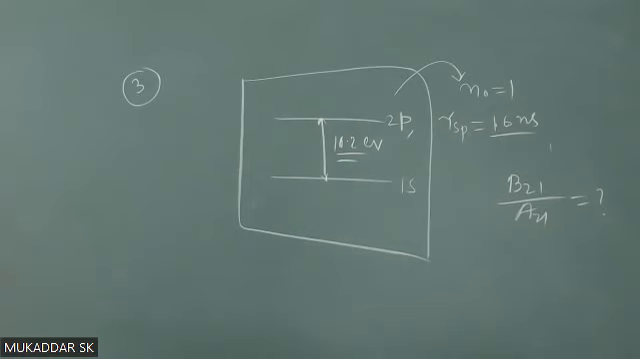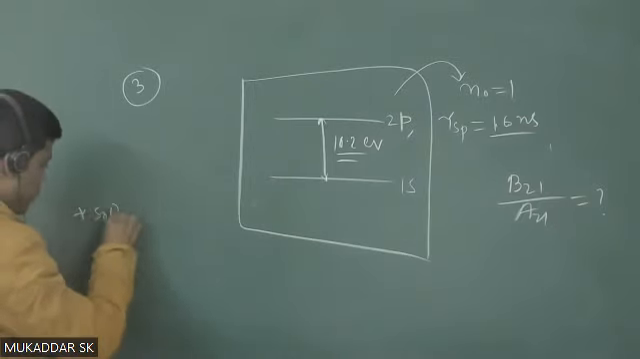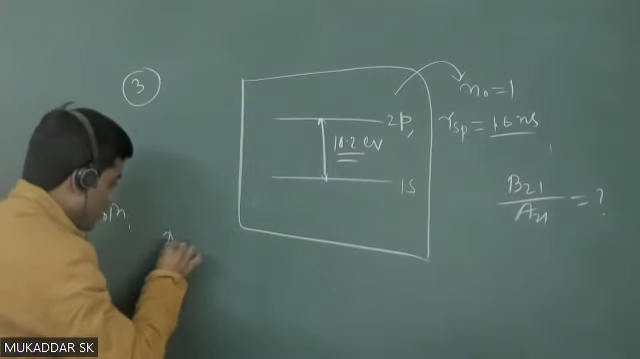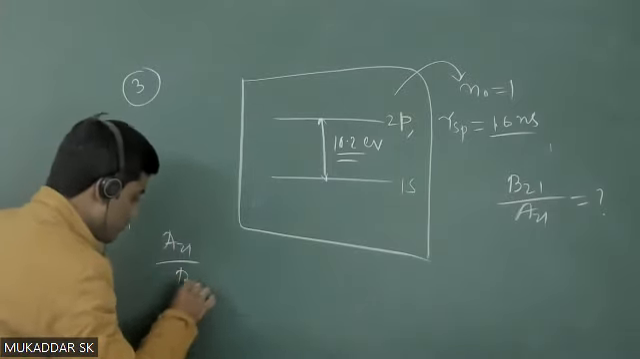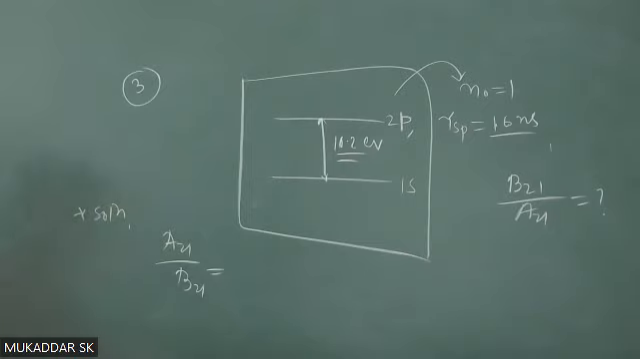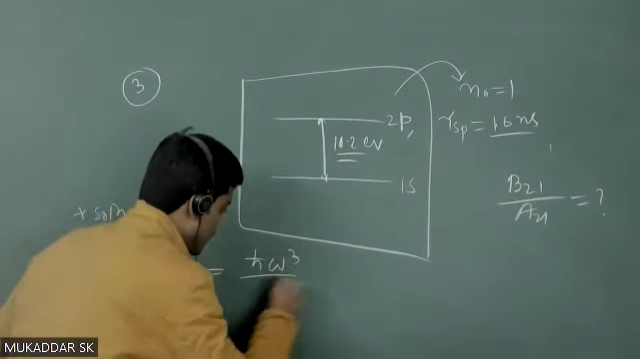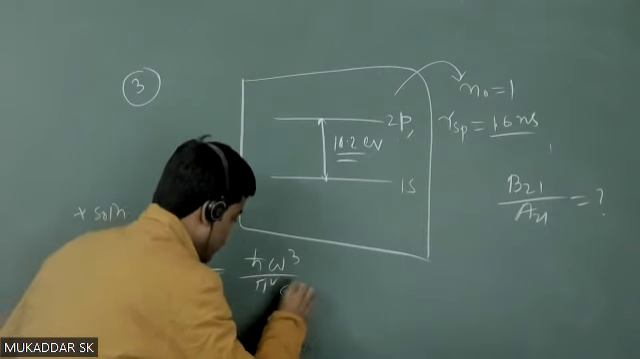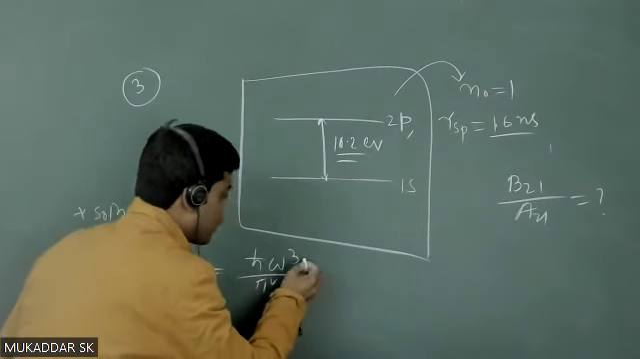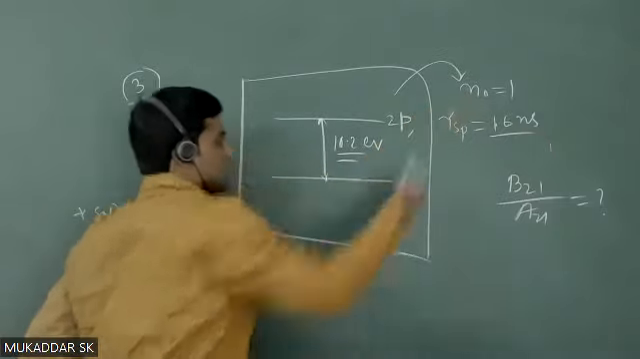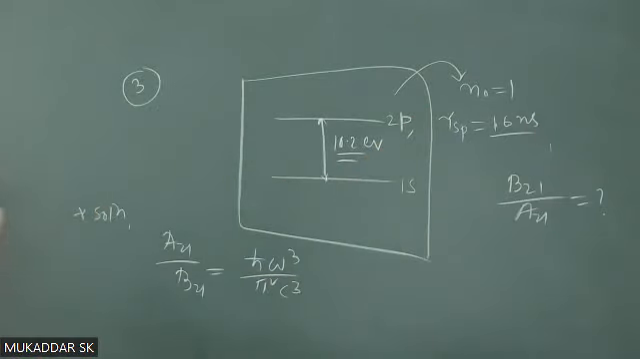Can you able to solve? So you know this relation, right? If you remember, A21 divided by B21 is equal to H cross omega cube divided by pi square C cube, where delta E is H cross omega. Here you have the N naught cube term also, but N naught is 1. So this will be your equation.